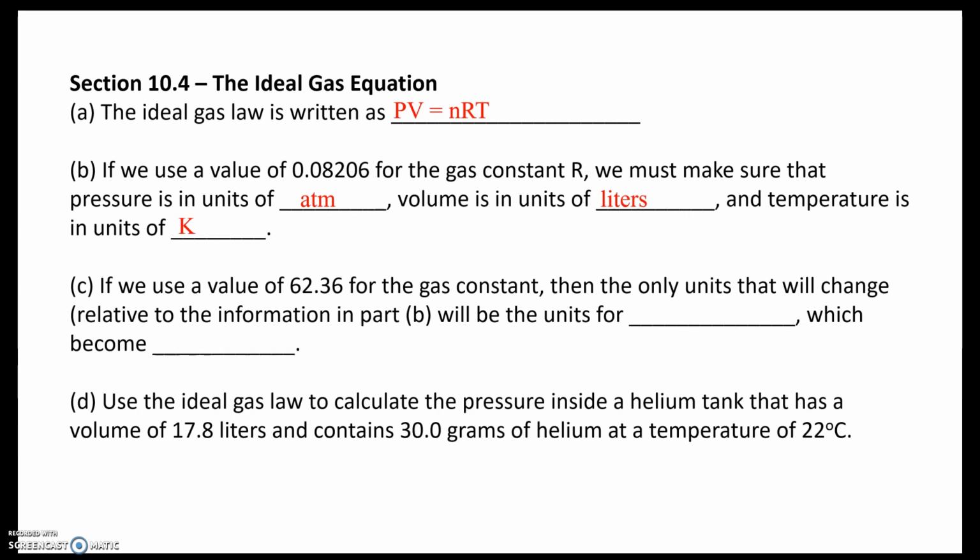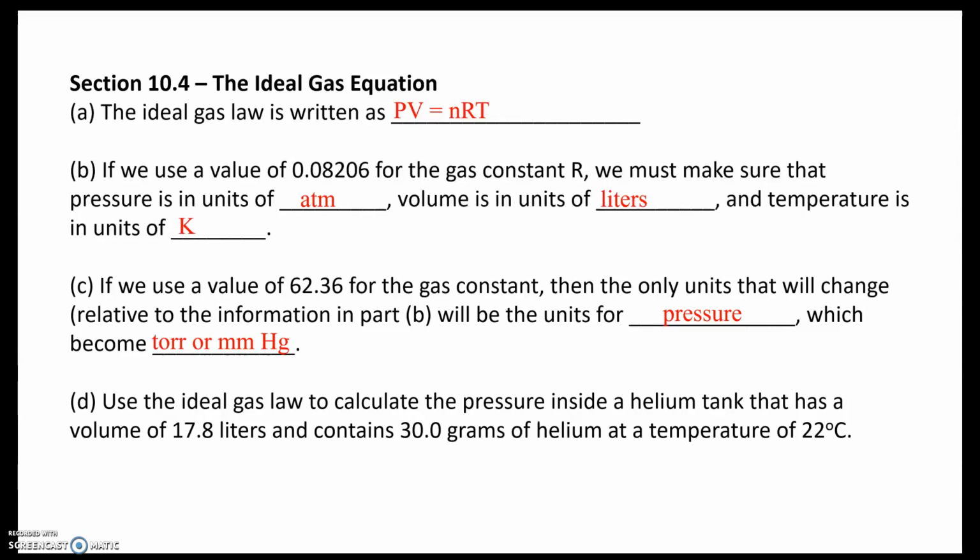I think there are a couple of different values on the equation sheet that you'll get to use in May. If we use a value of 62.36, then the only units that change relative to the first part is the units for pressure, which now become torr or millimeters of mercury. And you can get that number by taking the value of 0.08206 and multiplying it by 760, and that number becomes 62.36.